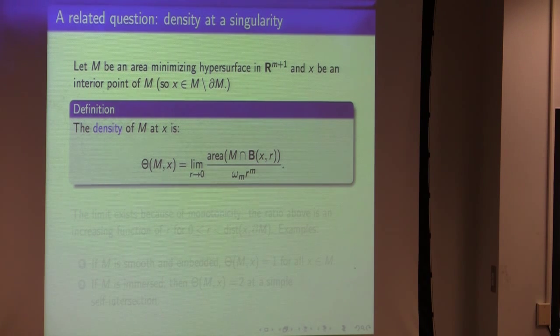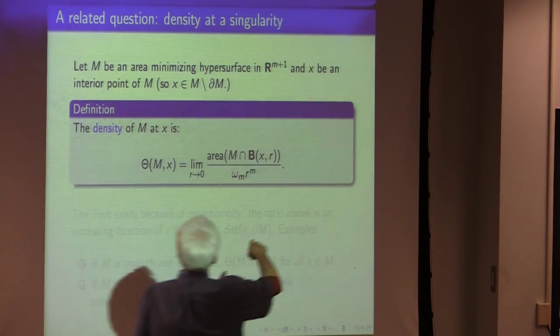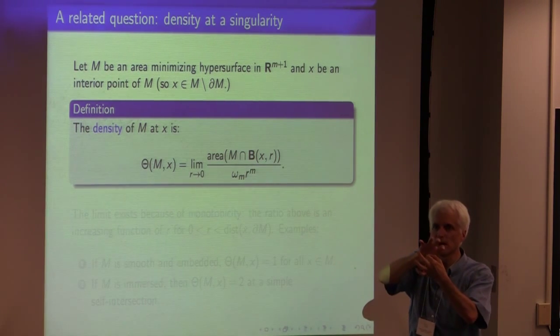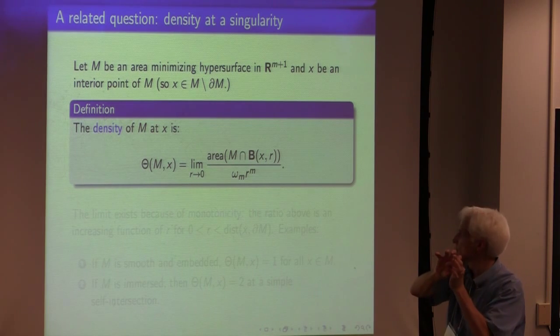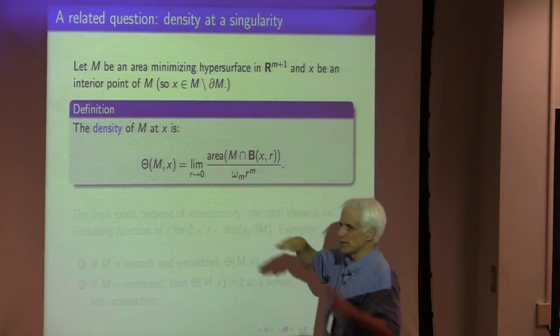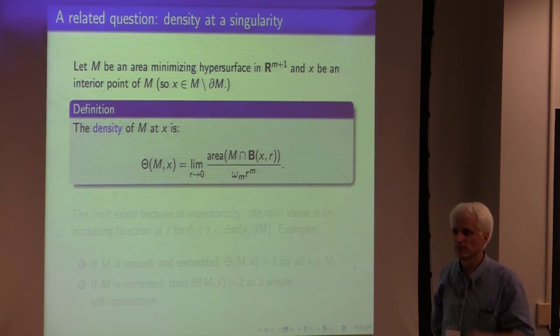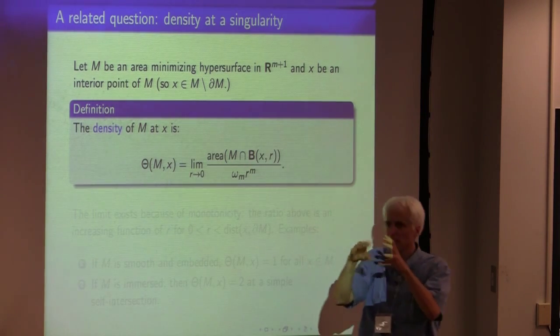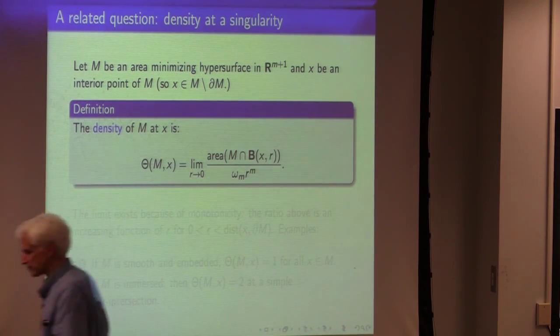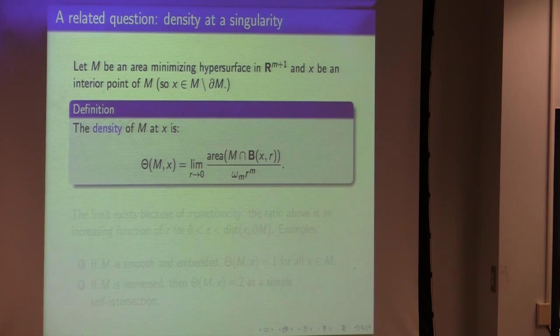And one of the most basic properties of a singularity is what its density is. And so the density is defined as follows. Density at a point x, you intersect your surface with a ball of radius r centered at x. You look at the area of that intersection, and you normalize it by dividing by the area of the cross-sectional disk. So if you're talking about a two-dimensional surface, you divide by pi r squared. Then you let r go to 0. That's, by definition, the density of the surface at that point.